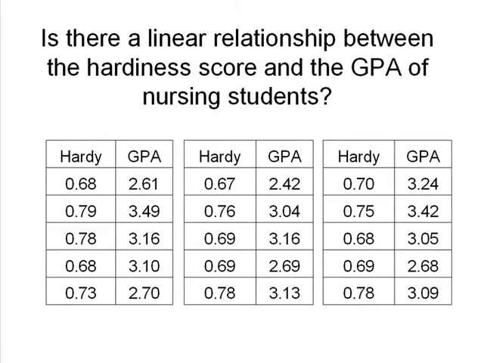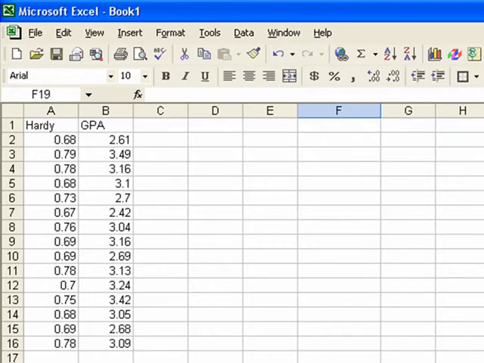Here's the data. The first student had a hardiness score of 0.68 and a first-year GPA of 2.61. The second student had a hardiness score of 0.79 and a first-year GPA of 3.49. So the first thing we would do is take the data and enter it into our spreadsheet.